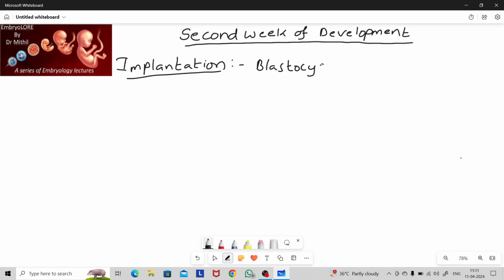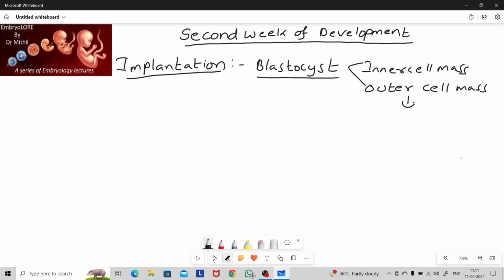of the blastocyst. This blastocyst contains the inner cell mass, and then the outer cell mass. We have already learned that the outer cell mass gives rise to a structure called the trophoblast, or the outer cell mass is also called the trophoblast. So these are the two parts of the blastocyst.